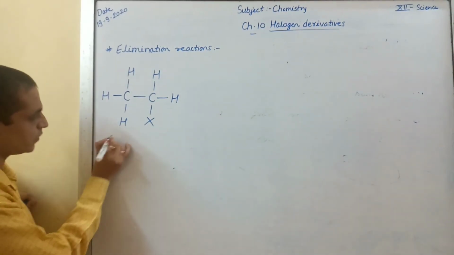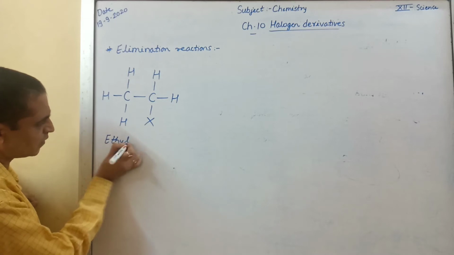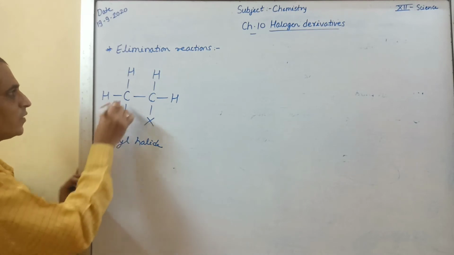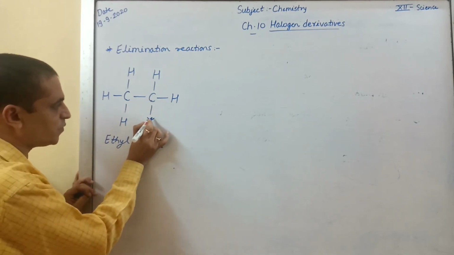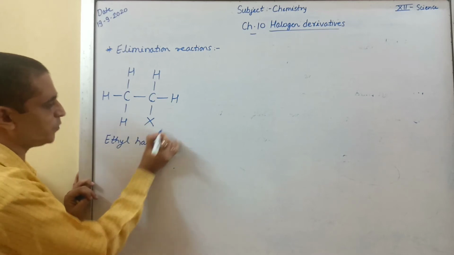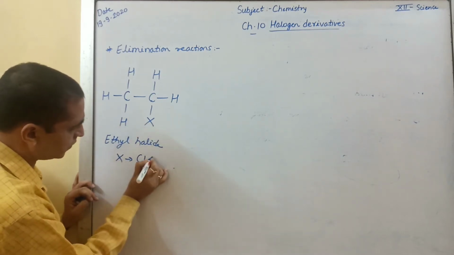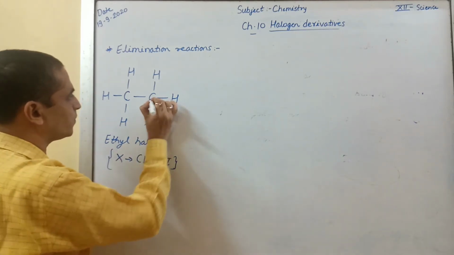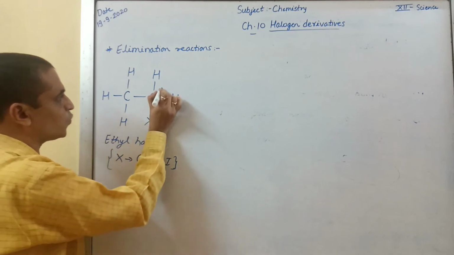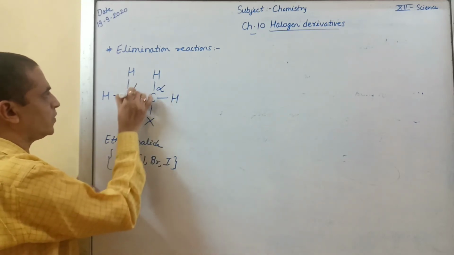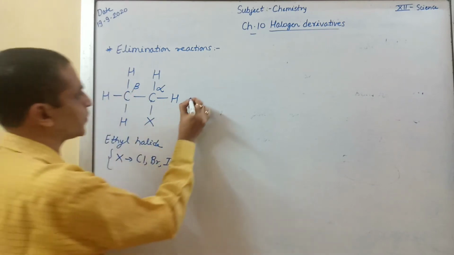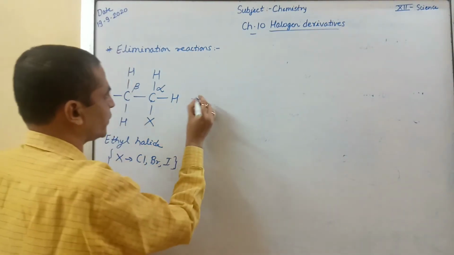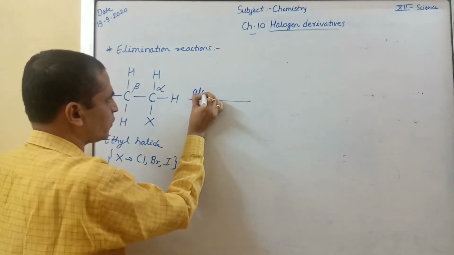Now see this. I have taken here ethyl halide because there are two carbon atoms, CH3, CH2, X. X means what? Halogen. It may be chlorine, bromine or iodine. Follow this. Now see, this carbon atom is attached to X, so it is what? Alpha carbon, and this one is what? Beta carbon. Remember that. What happened here? We are going to take alcoholic KOH.